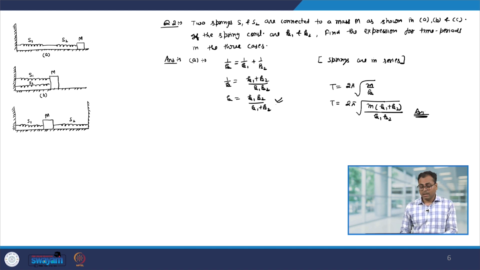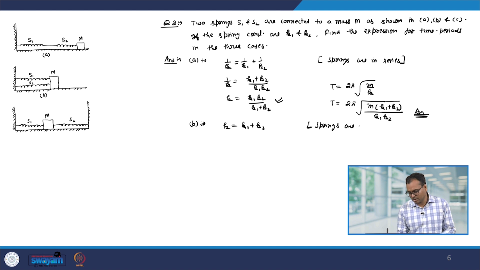Okay. In the second case, the springs are connected in parallel. So, therefore, k will be k1 plus k2, because the springs are in parallel. So, therefore, T will be again 2 pi square root m over k, and k is k1 plus k2.